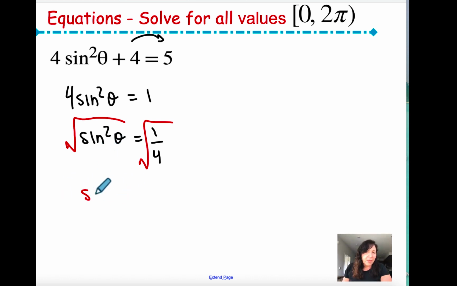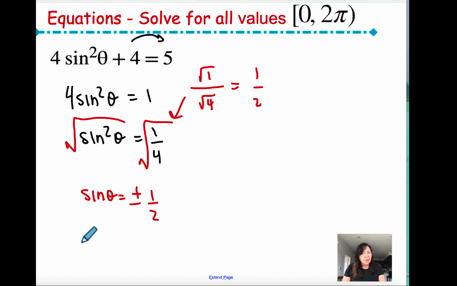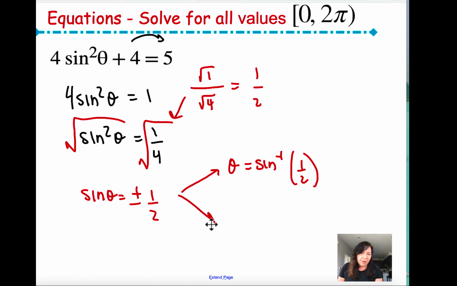So we get sine of theta is equal to, and this right here is the square root of 1 over the square root of 4, right? Which becomes 1 over 2. But don't forget, it's plus or minus 1/2. So my 2 solutions are theta equals arc sine of positive 1/2 and theta equals arc sine of negative 1/2.